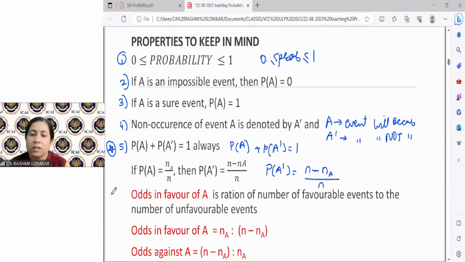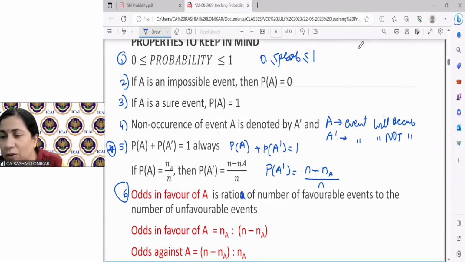Then this also, I have purposely written it here because we also have a lecture tomorrow, day after, but I want you to have all these things together in one place: odds in favor and odds against. So you have sums on that also. Odds in favor of A is the ratio, not ration, it is ratio, of the number of favorable events to the number of unfavorable events.